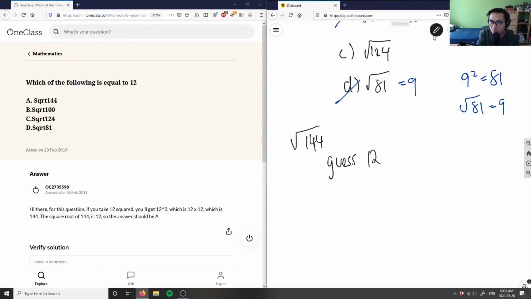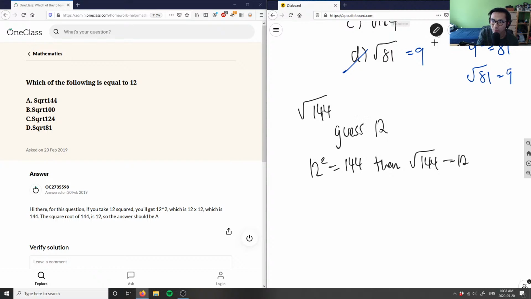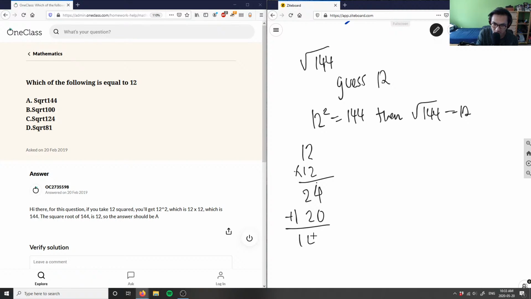And then we can simply just do 12 squared. If 12 squared equals 144, then the square root of 144 equals 12. And what we want to do is solve for 12 squared. So 12 times 12 here. 2 times 2 is 4. 2 times 1 here is 2. I add a 0, and I say 2 times 1 here is 2. 1 times 1 here is 1. I add those guys together, I would get 144.